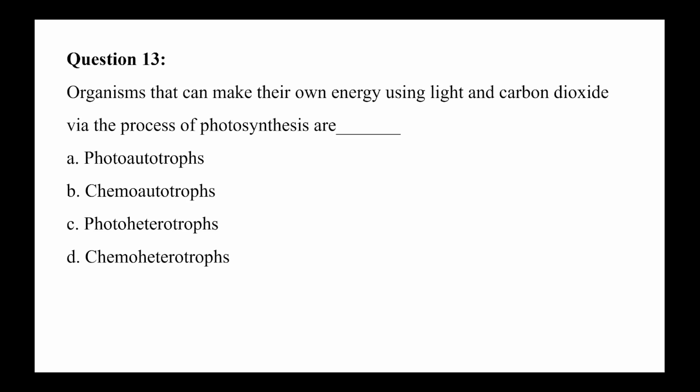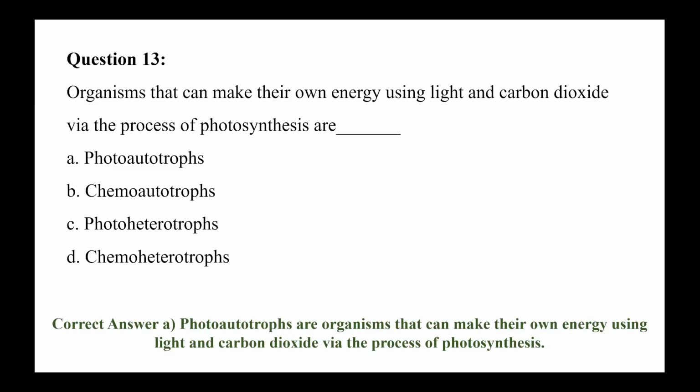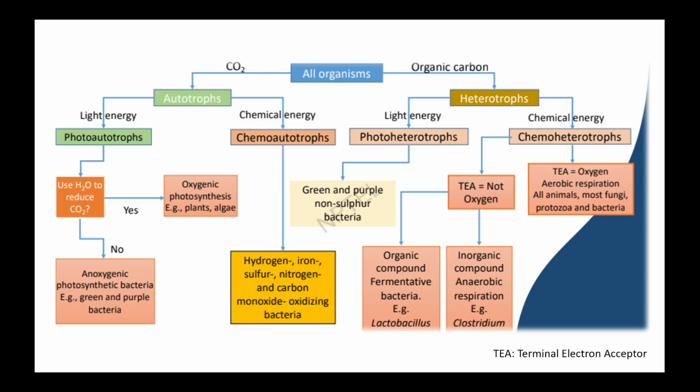Okay, so let's see the answer. The correct answer is option A, photoautotrophs. So you are right. Photoautotrophs are the organisms that can make their own energy using light and carbon dioxide by the process of photosynthesis. So this is how the division of all the organisms is done. If the organism is able to use carbon dioxide as the carbon source, they are called autotrophs. If they are using organic carbon as the carbon source, they are called heterotrophs.